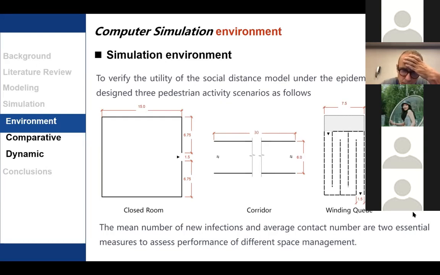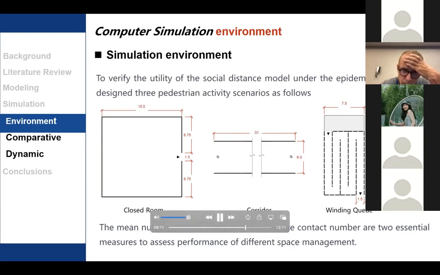Pedestrian vending queues are necessary crowd management measures at airport security, ticket, and security controls of theme park attractions. So we put queues in a 7.5 meter wide and 12 meter long rectangular area with a 3 meter long waiting buffer. The mean number of new infections and average contact number are 2 essential measures to assess the performance of different space management.